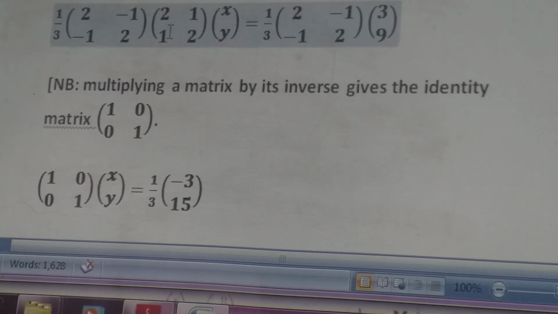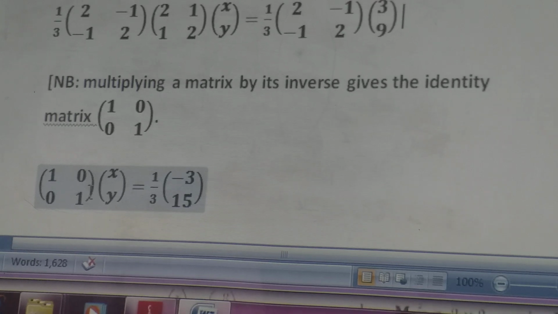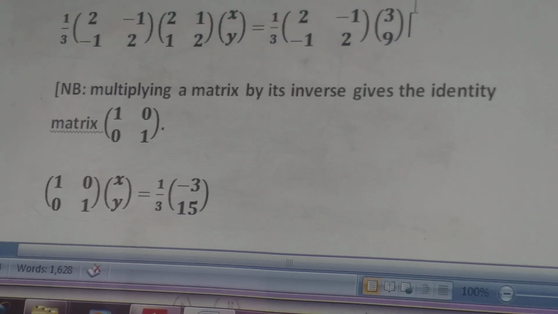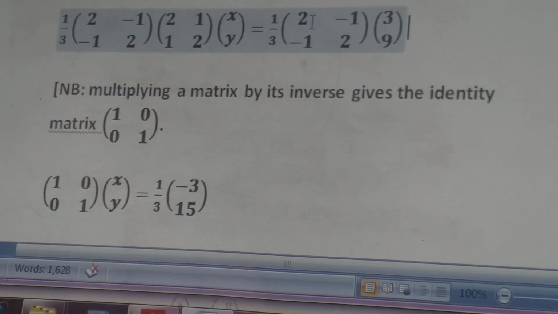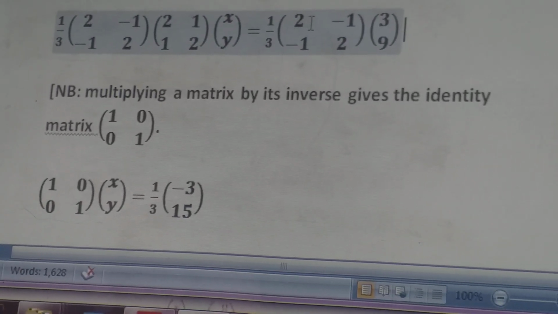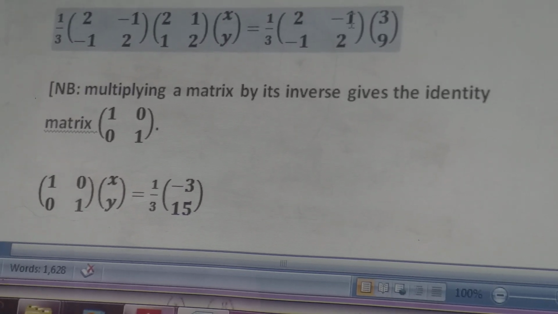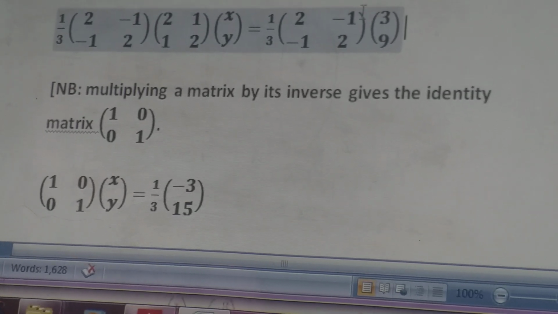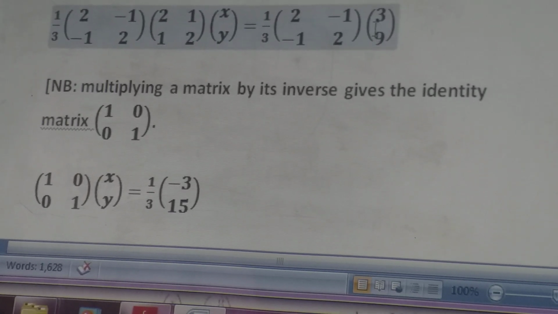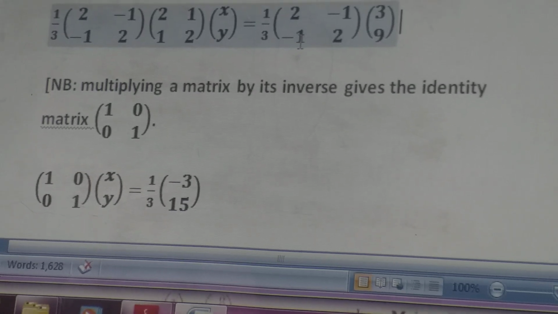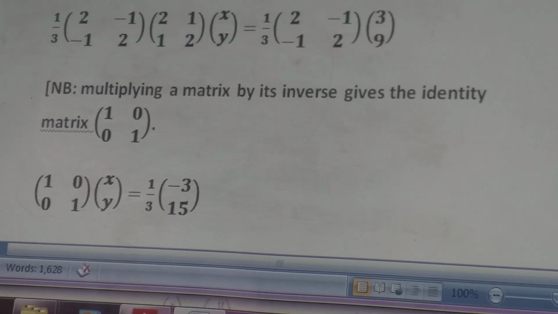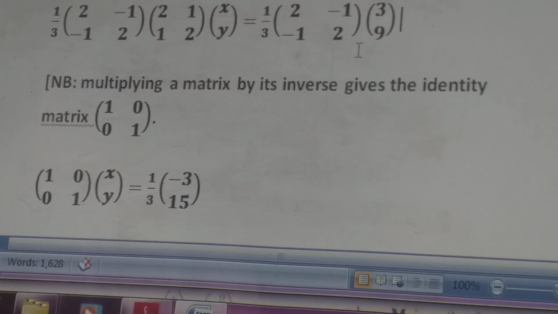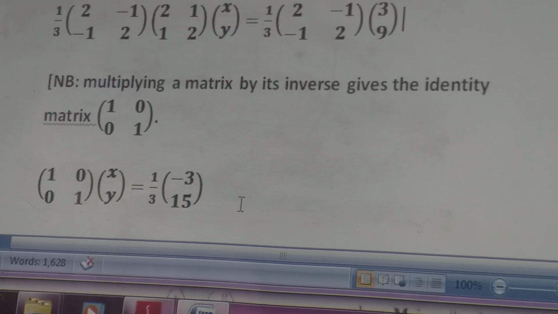So this one will give us the identity matrix 1, 0, 0, 1. But on this side you have to multiply, because this one is not the inverse of that, so they will not give you 1, 0, 0, 1. You have to do the real multiplication. First row by the column will give 2 times 3, 6, minus 1 times 9, minus 9. 6 minus 9 is minus 3. And second row times the column, you get minus 1 times 3, minus 3, plus 2 times 9, plus 18. What is minus 3 plus 18? It's 15.